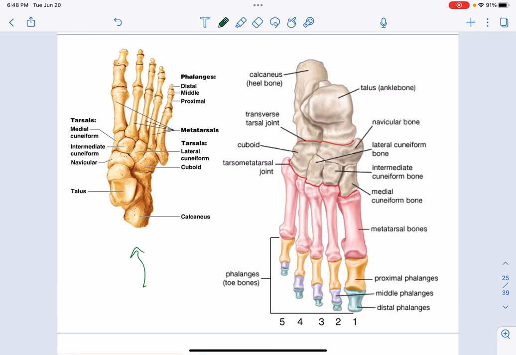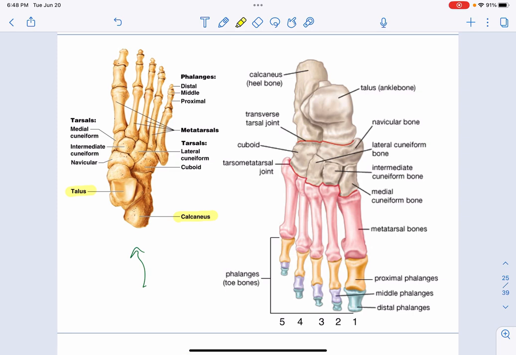So there's a couple large bones to start with. The calcaneus, if you remember from your anatomical terms, is the heel. That's the big bone that makes up the heel. And then there is the talus. This is another pretty large bone that makes up parts of the ankle. So the talus and the calcaneus make up parts of the ankle.